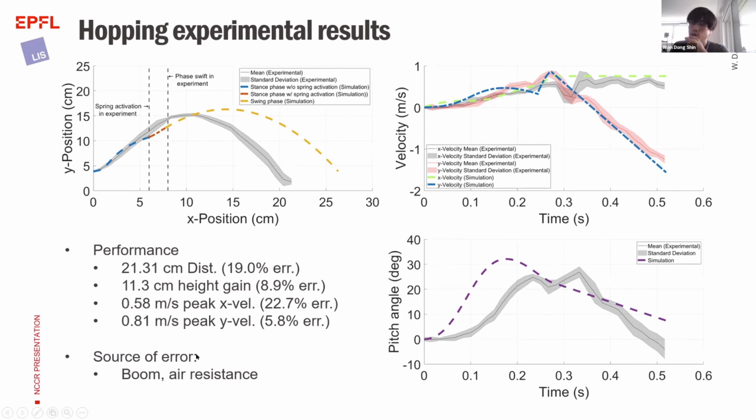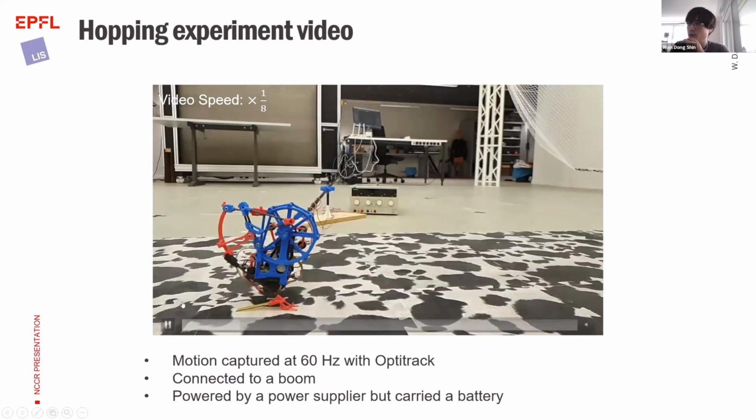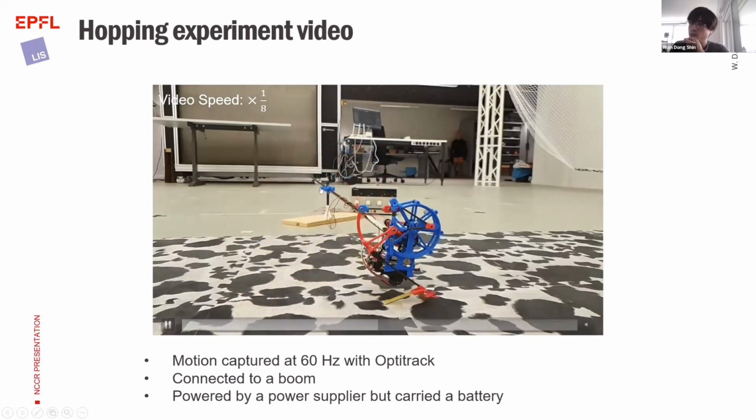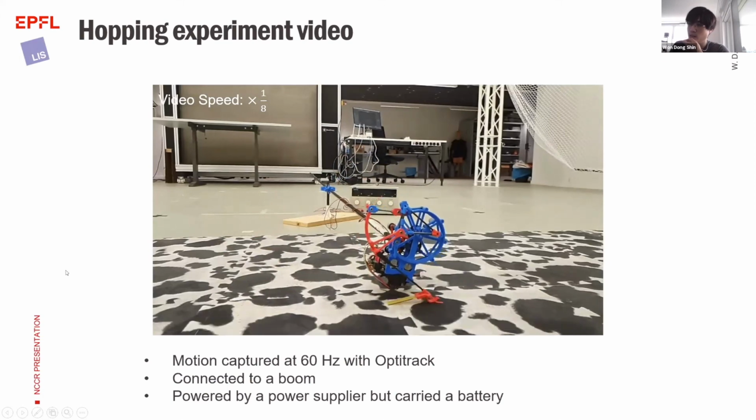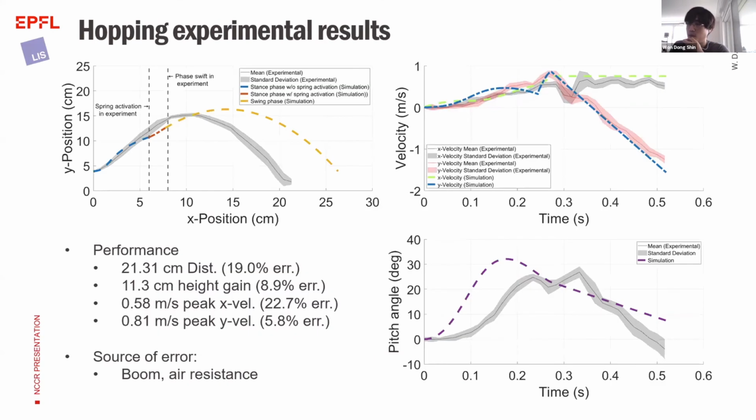I'm assuming that the error is coming first from the boom connected to the robot. Again, the robot is connected to the boom, and it has to carry the weight there like that. Although we've installed some bearings in there, it's not perfect, so it cannot really provide ideal conditions. So I think that's why it loses some velocity in extension. And the air resistance also plays quite a role there.